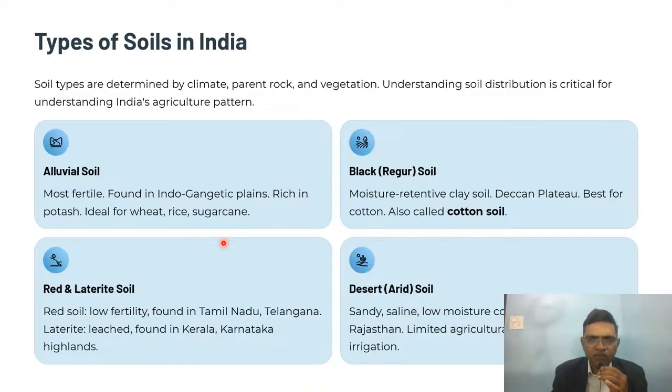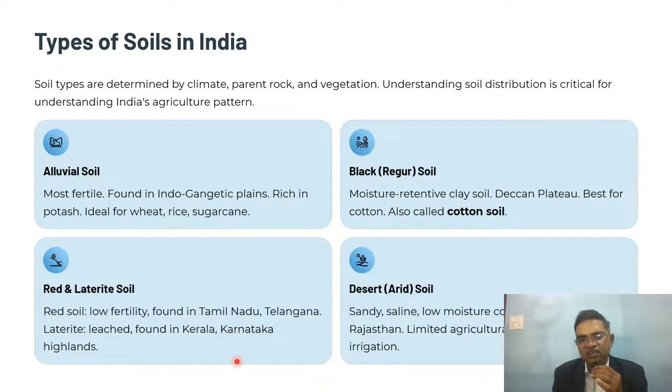Then it comes to the black regur soil. So it has moisture retentive clay soil. Basically it is there in the Deccan Plateau, best for cotton, and it is also called cotton soil. So black regur soil is called cotton soil. Then red laterite soil, so red soil is of low fertility, found in Tamil Nadu, Telangana. Then laterite, leached, found in Kerala and Karnataka highlands.